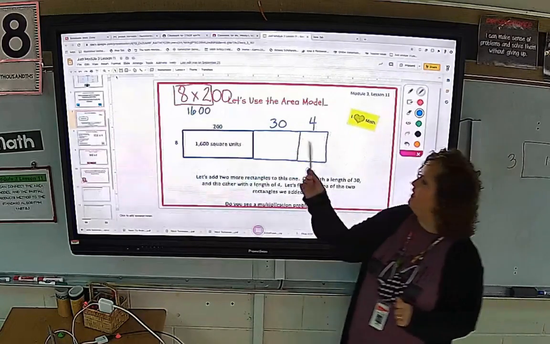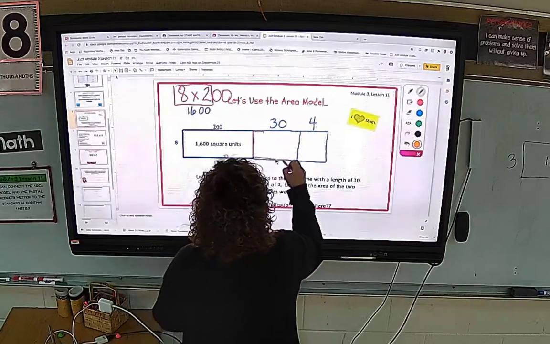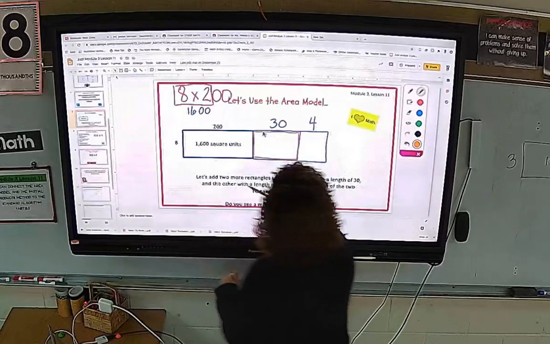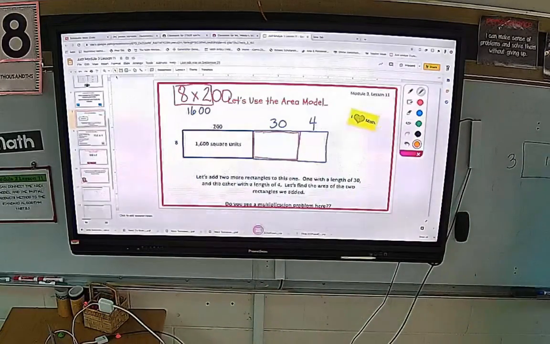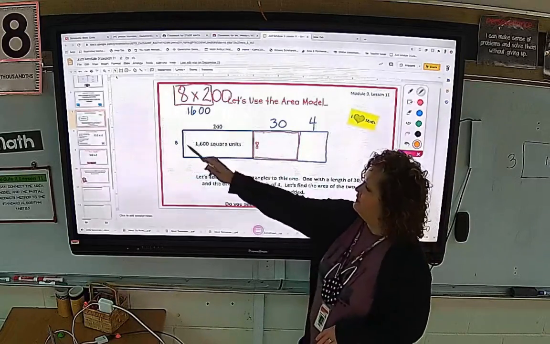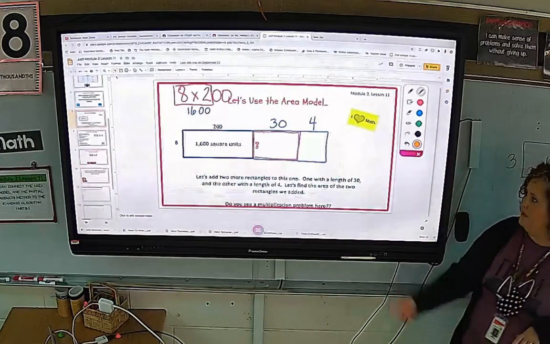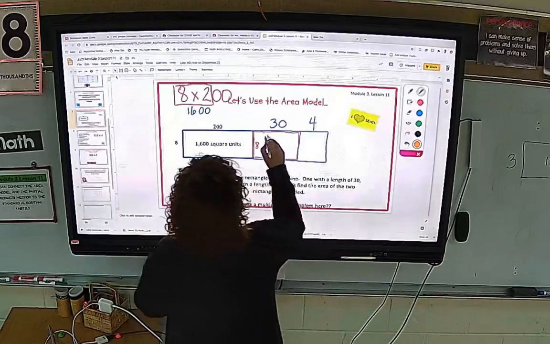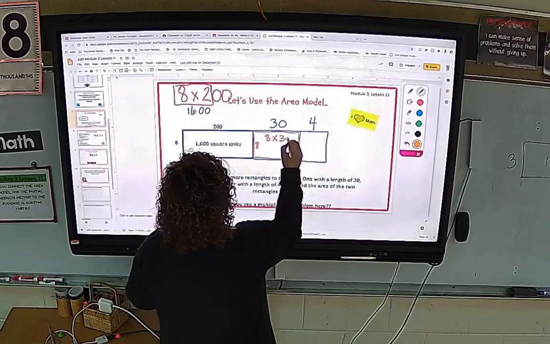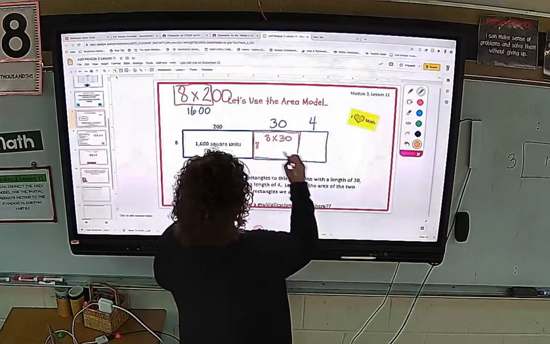Now, how would we find the area of just this rectangle right here? I'm going to make it a little bit different color so we can see it. If we wanted to find the area of just that rectangle, what would we multiply? Y'all know to multiply the length times the width. What would we multiply? Go ahead. 8 times 30. Yeah. See, we have to remember the 8 is here. This and this and this are all the same size. Okay, they're all 8. So 8 times 30, which would be, what? 240? Okay.